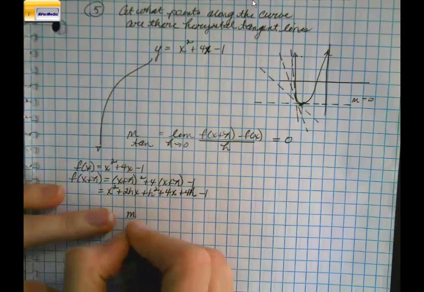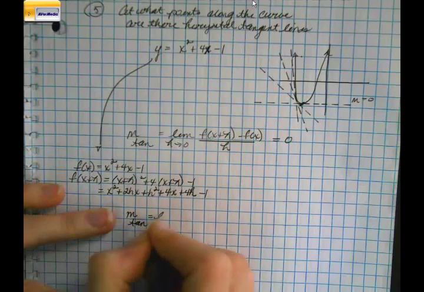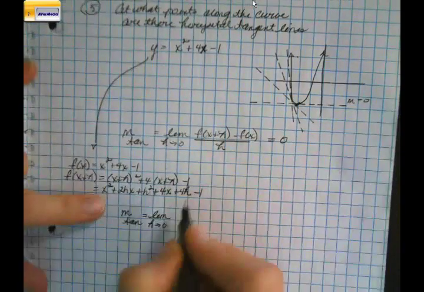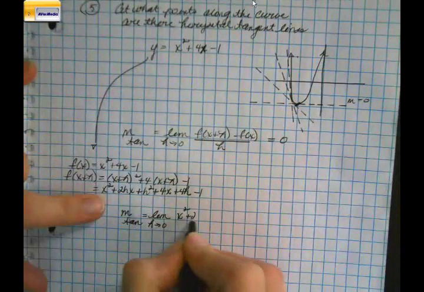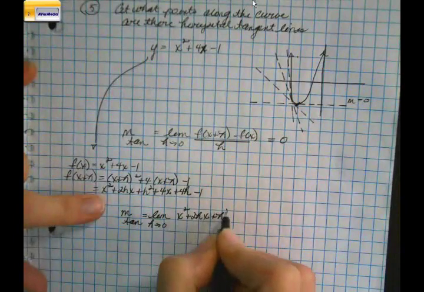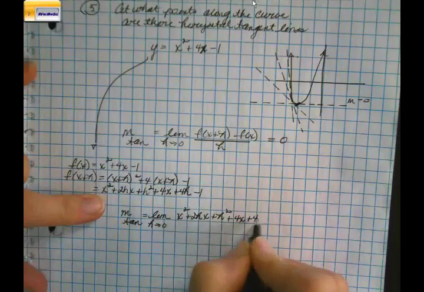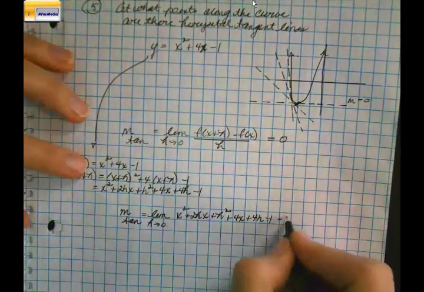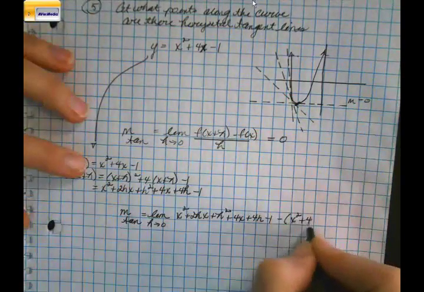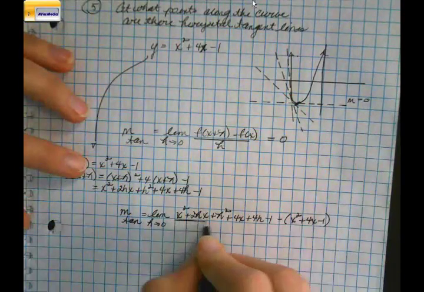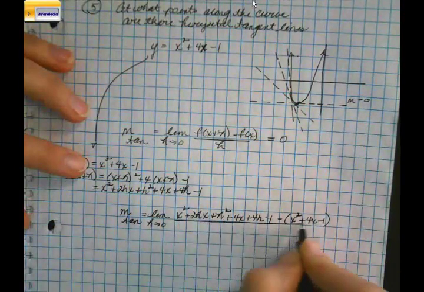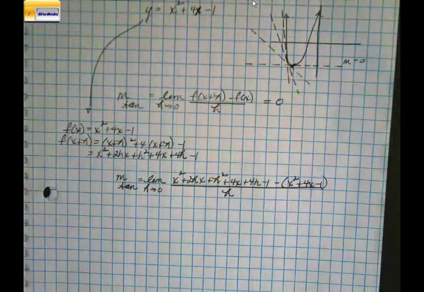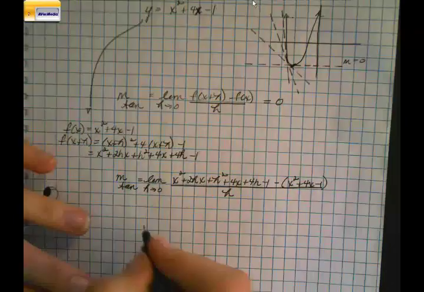Okay, so I'm going to need a lot of space. Over here, the slope of the tangent line is the limit as h is approaching 0 of f of x plus h, which is all of this stuff, x squared plus 2hx plus h squared plus 4x plus 4h minus 1, minus f of x, which is x squared plus 4x minus 1, all over h. Some stuff better zero out.